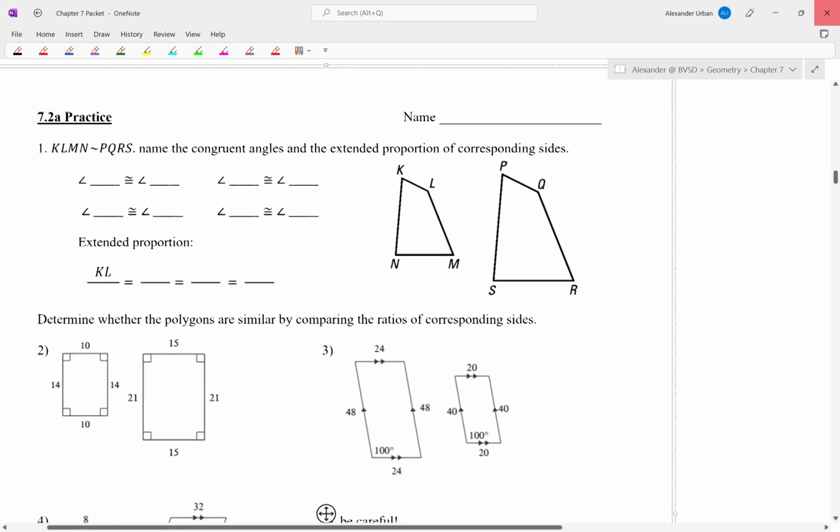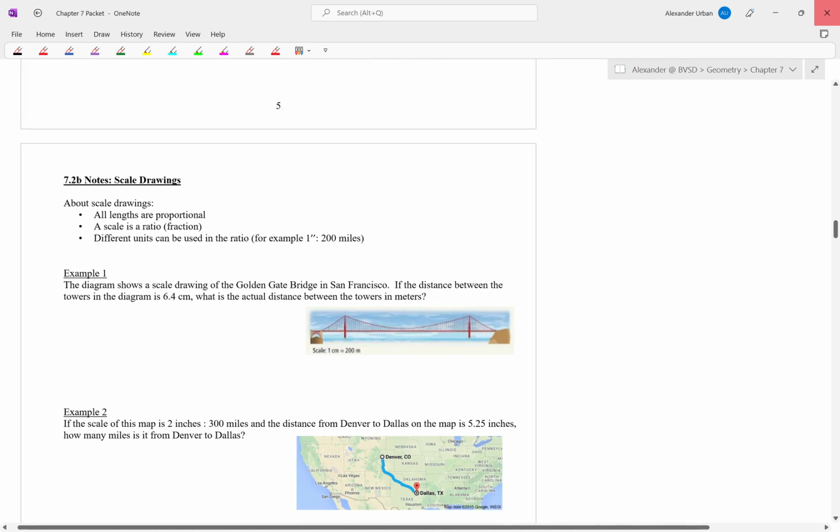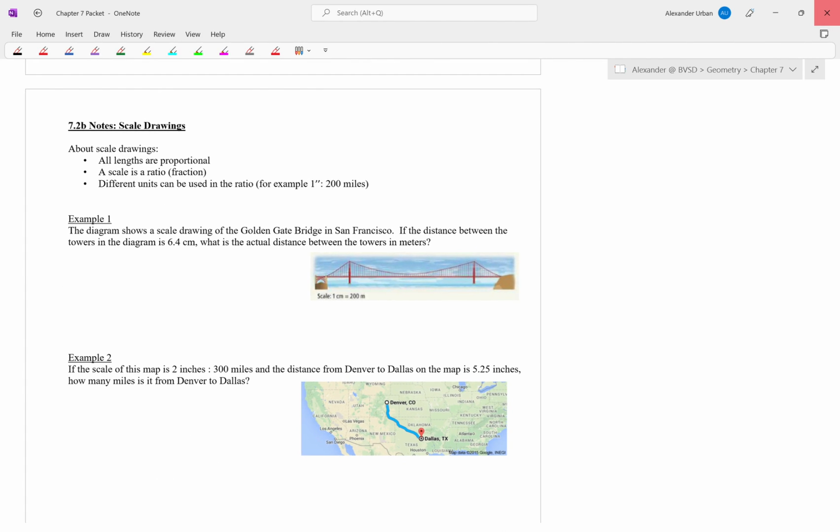Today we are going to talk about scale drawings. So excuse me while I scroll. But 7.2b is all about scale drawings, and what scales are really setting up proportions.